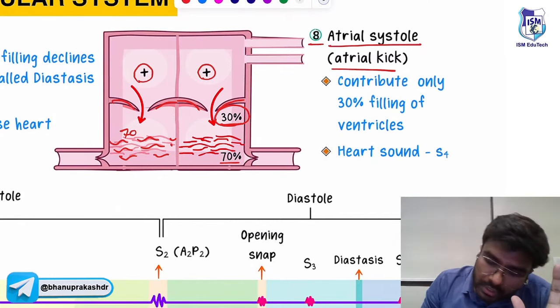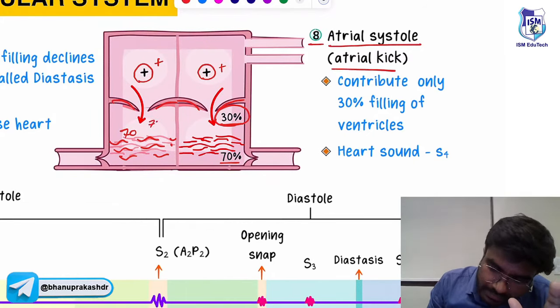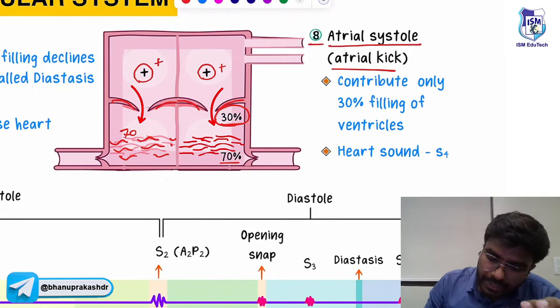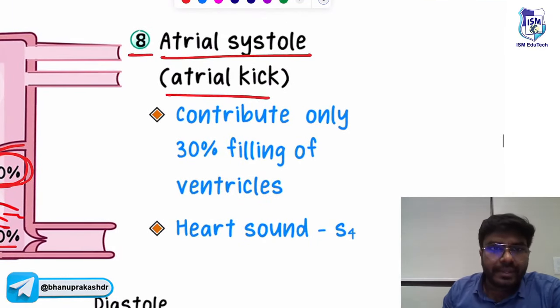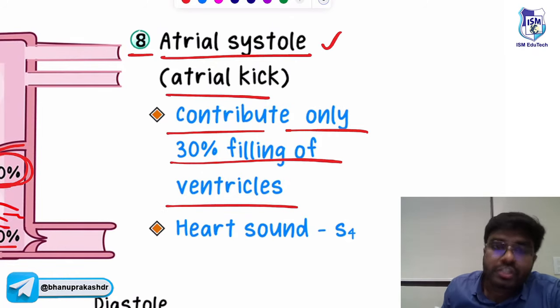Just now, look, sir, when atria are contracting, sorry, it's not 70%, 30% blood is going to fall into the ventricles. Okay, so that's why they contribute only 30% filling of ventricles, atrial systole.